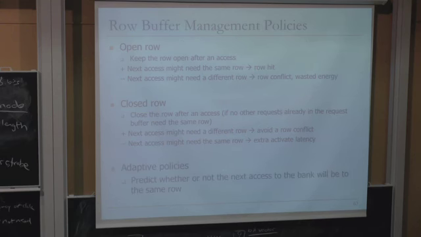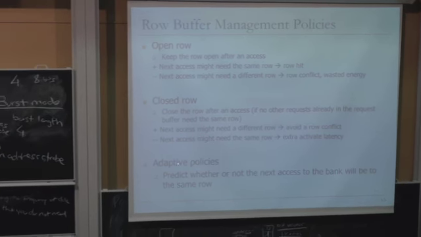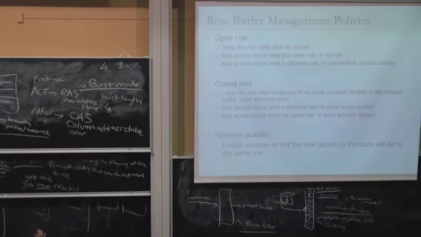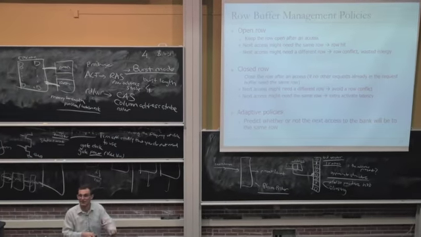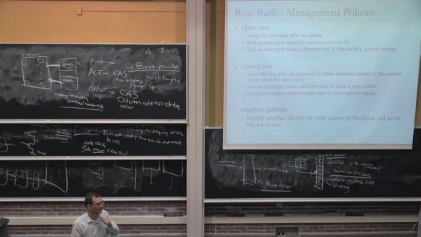So if you want to get the best of both worlds, you should design an adaptive policy. Meaning predict whether or not the next access to the same bank is going to the same row. And if your prediction says it is to the same row, keep the row open. Otherwise, close the row. Right? And some memory controllers have been proposed to do this also.